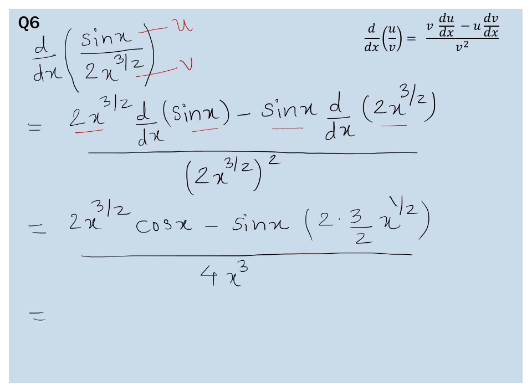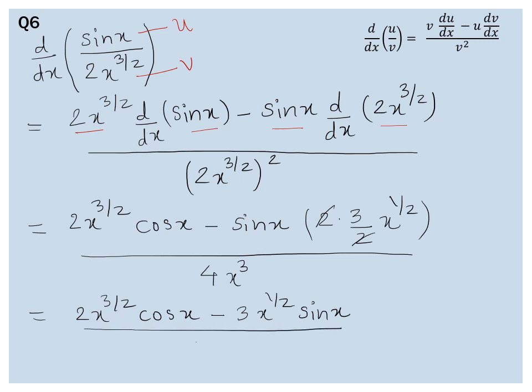This is equal to the first term remaining as it is, 2x to the power 3 by 2 cos x, and minus, this 2 gets cancelled over here. So what is left is 3x to the power 1 by 2 into sin x, and this whole divided by 4x cube, and this is the desired result. So that's all with the examples of quotient rule.